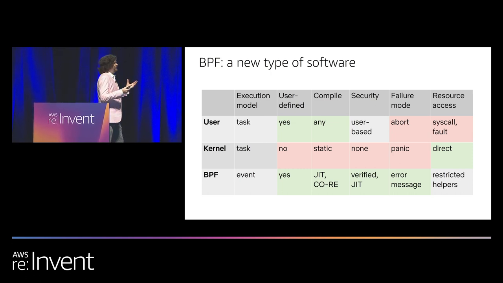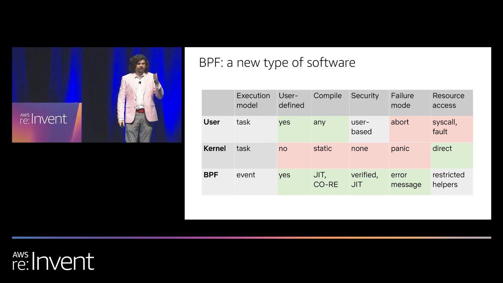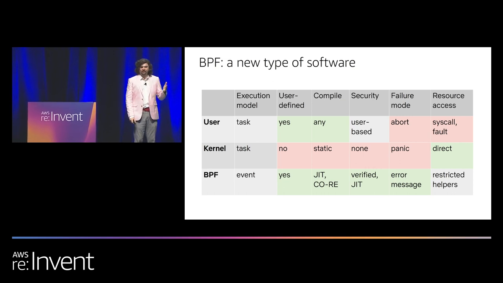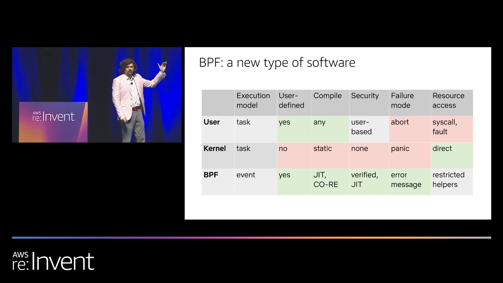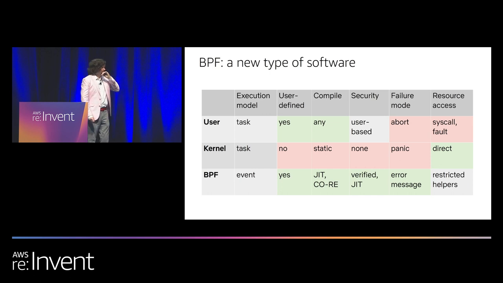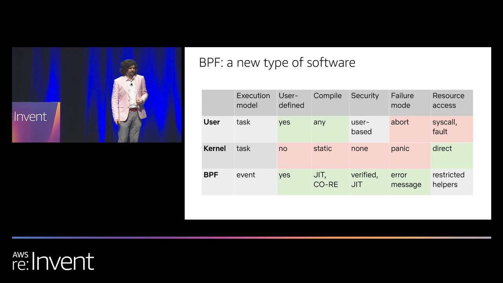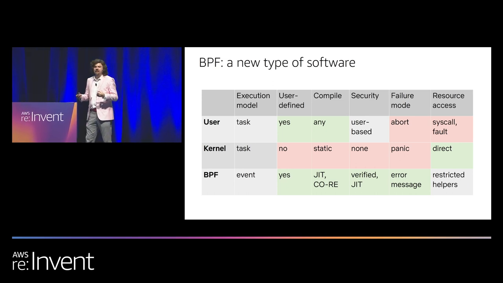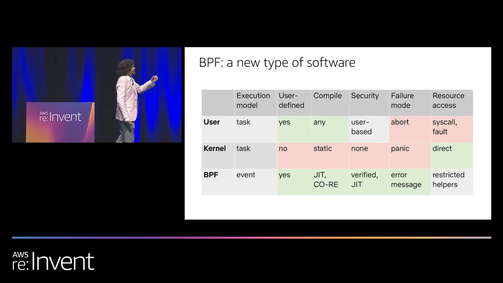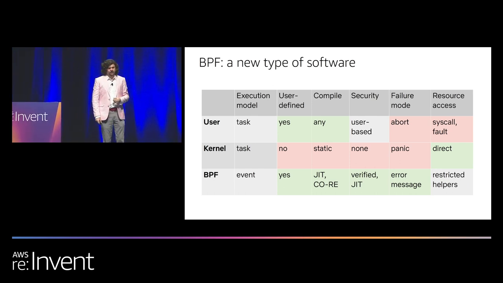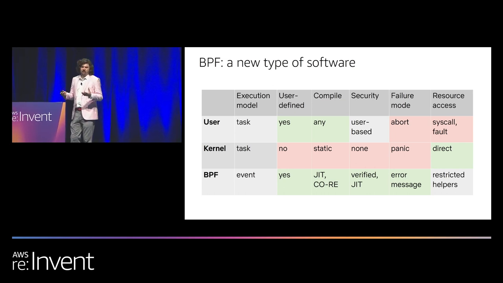Another way to understand BPF, I've drawn this table where I have columns as factors, and I'm showing the difference between user mode applications, kernel mode software, and BPF programs. And to go through these, the execution model for BPF is event-based. These programs are run on events that you attach to. It may be a software function, a hardware event, a timed interrupt. BPF programs are user-defined, which makes it more flexible. People don't need to change and recompile the kernel.